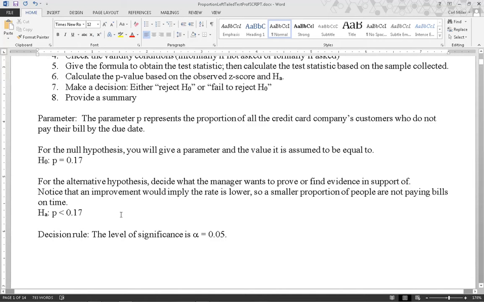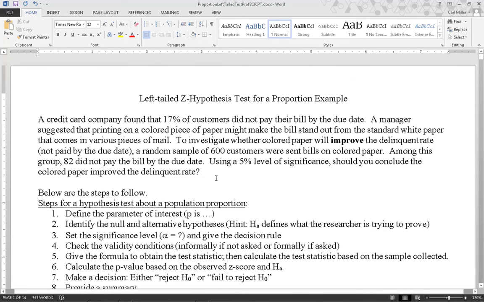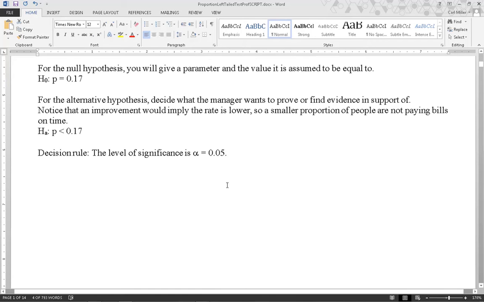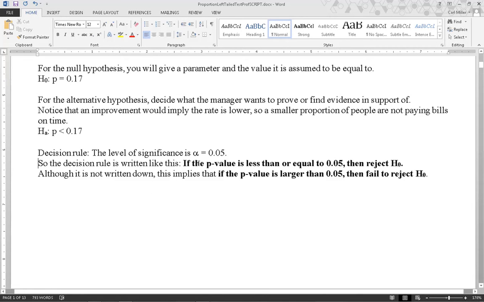Decision rule. The level of significance is alpha equal to 0.05, so 5% level of significance. So the decision rule is written like this. If the p-value is less than or equal to 0.05, then reject the null hypothesis, H sub 0. Although we don't write it down, this implies that if the p-value is larger than 0.05, then fail to reject the null hypothesis.